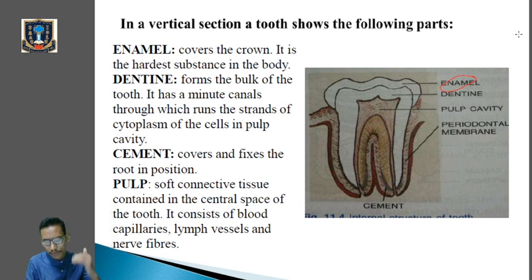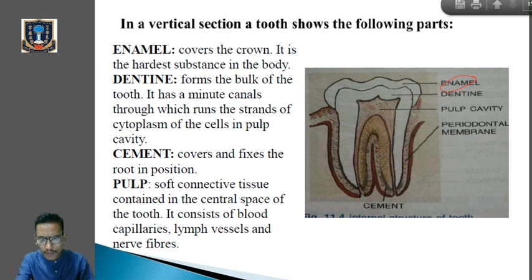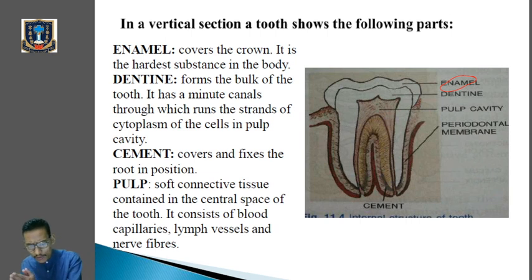Then comes the dentine, which forms the bulk of the tooth. It is harder than bone, but not as hard as enamel. It has minute canals through which run the strands of cytoplasm of the cells in the pulp cavity. Then comes the cement, C-E-M-E-N-T, which covers and fixes the root in position. It is a bone-like structure which helps in covering and fixing the root in position.